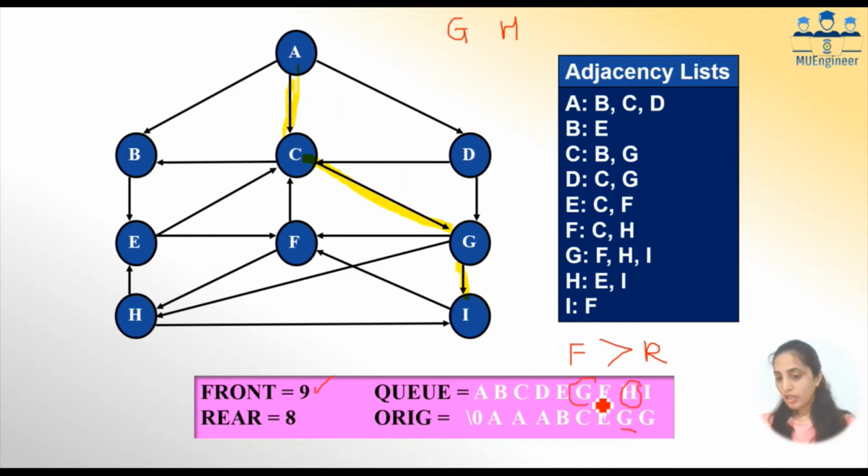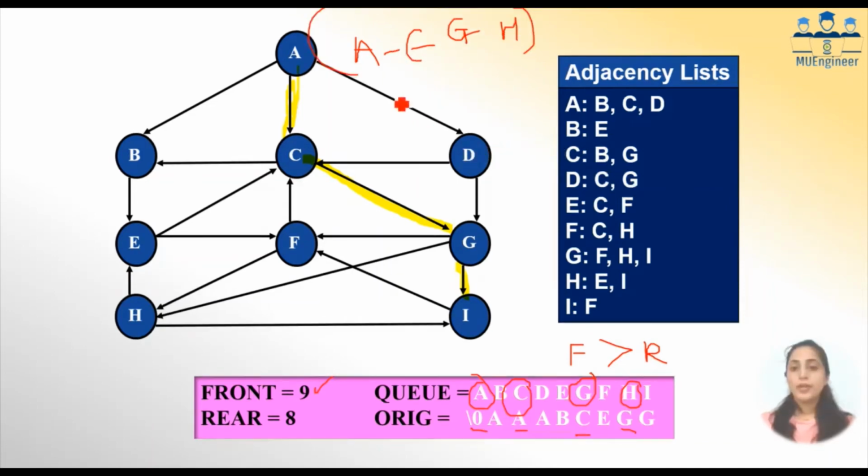Then I'll go to G and find out its origin is C. Then I'll go to C and find out its origin is A. And for A, the origin is null. So I will stop. So A, C, G, H is a minimum path from A to H. We can see here with this particular example. So I go from A to C, C to G, and G to H. So this will give me a minimum path from A to H.